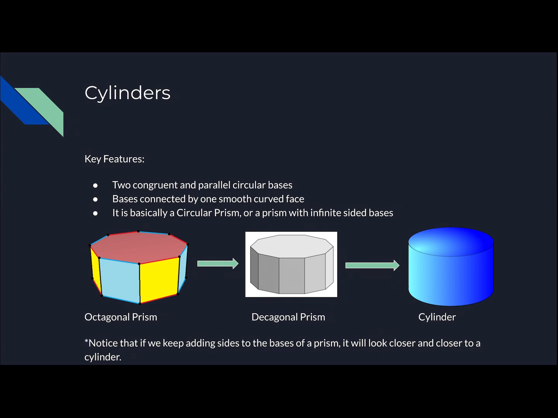Now, this is a way of thinking about this in terms of calculus, so to speak. It's basically a circular prism, or a prism that has an infinite-sided base. What I mean by that is, if we notice that this octagonal prism is starting to look more like a drum, but drums are circular, right? If I keep adding sides, and we're focusing on regular polygons here, if I have a decagonal prism with 10 sides, you'll notice that it's starting to look more round. The more and more sides I add, the rounder this thing looks.